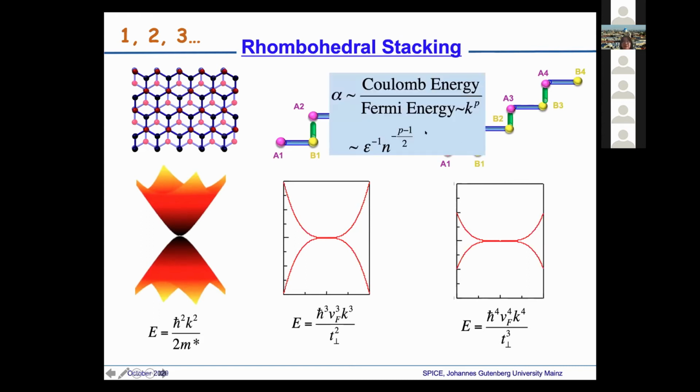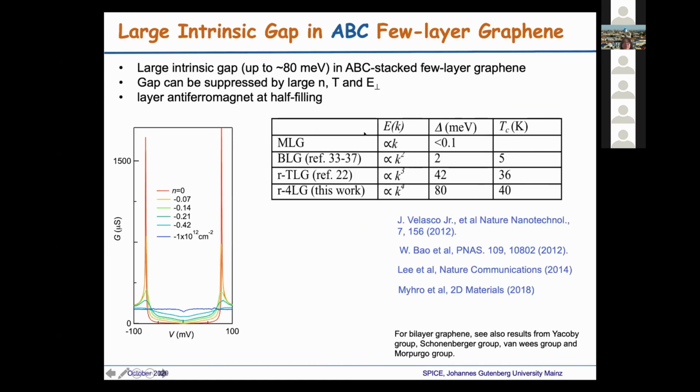And so remember, in this case, the interaction parameter goes like this. With a larger power in the dispersion, this alpha becomes much larger, and it will also be density dependent. So if we stay at low density, this will give us a larger interaction.